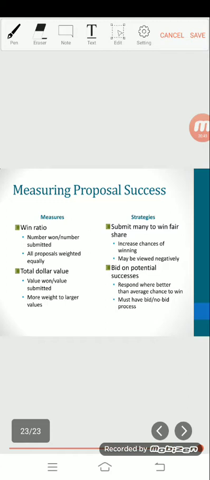Other contractors are more selective in submitting proposals. They respond only to those RFPs where they think they have a better than average chance of winning the contract. These contractors seriously consider the bid or no bid decision process in responding to RFPs and submit fewer proposals but attempt to have a high win ratio.